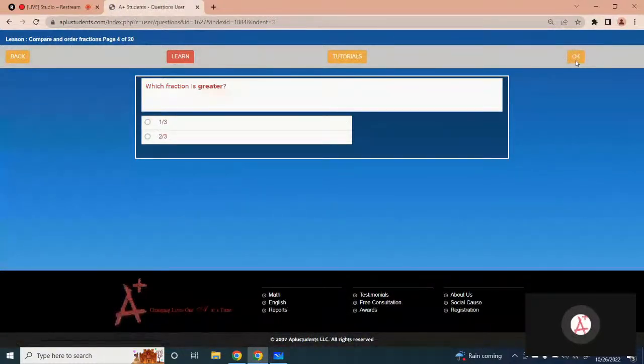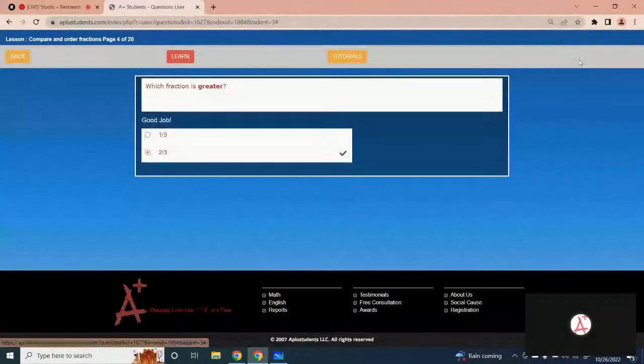Okay, which fraction is greater? 1 by 3 is greater or 2 by 3 is greater? Yes, 2 by 3 is greater. Got it. Just select the correct option and click on the OK button.